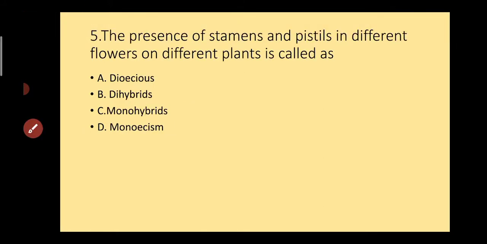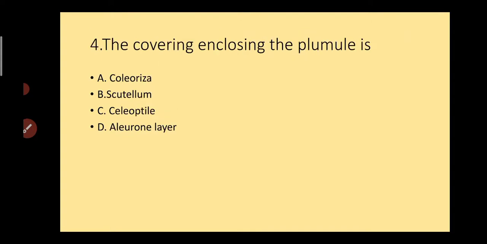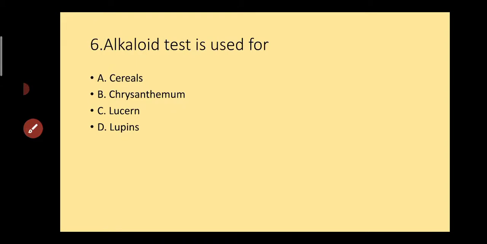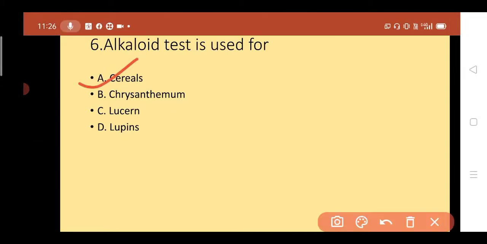The presence of stamens and pistils in different flowers on different plants is called dioecious. We call it dioecious. Alkaloid test is used for lupin. Alkaloid test is used for lupins.